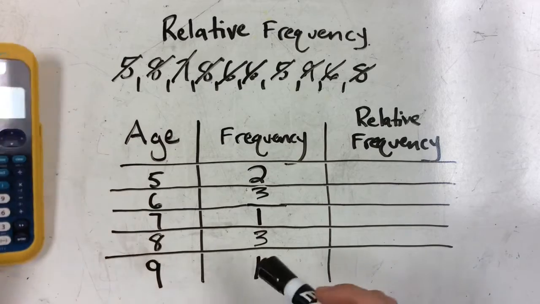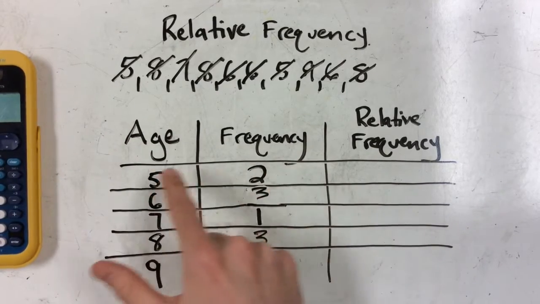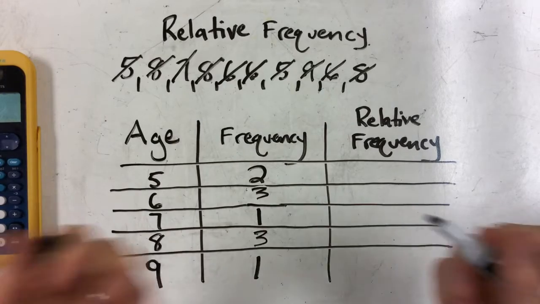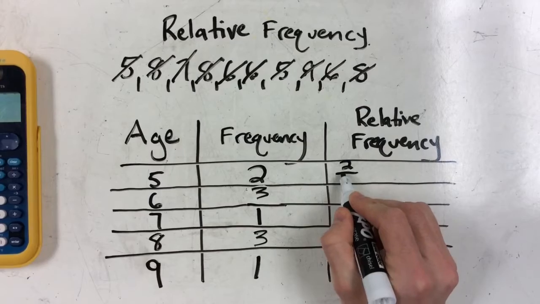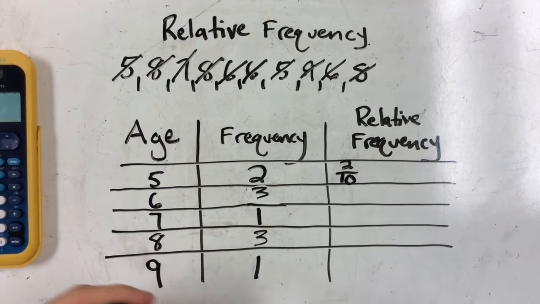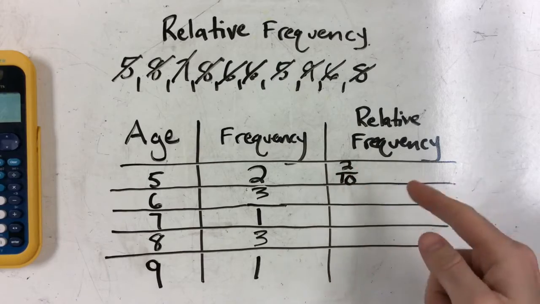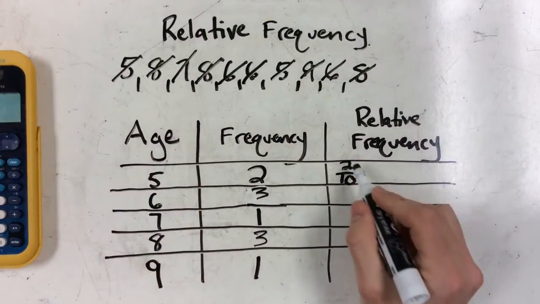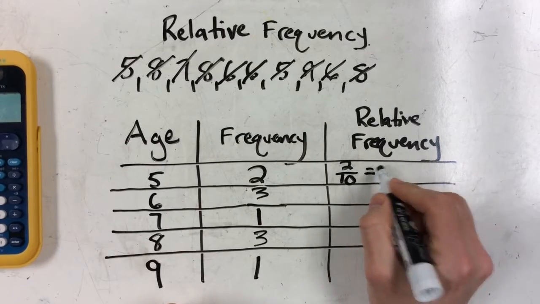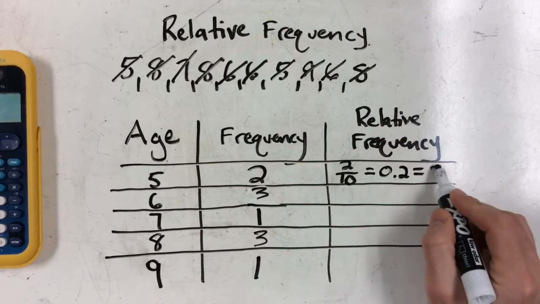So, how are we going to figure out what percentage of the campers are 5-year-olds? Well, we can use a fraction. 2 out of the 10 campers are 5-year-olds. Now this can be written as a decimal or as a fraction, and there are a number of ways we can do that. 2/10 can be written as a decimal as 0.2 or as a percent, 20%.